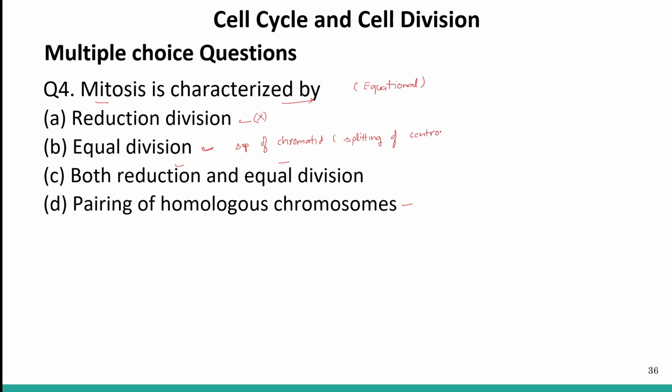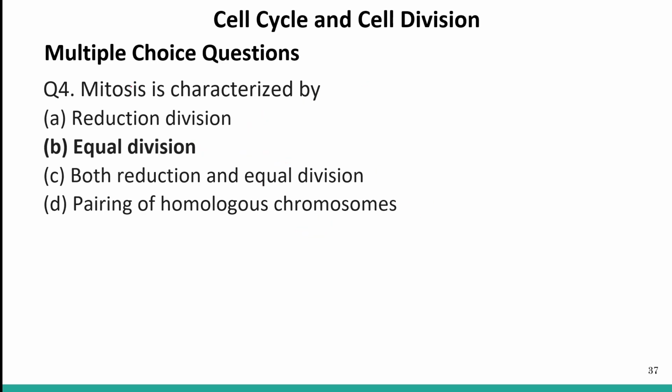That's why there is equal division of the chromosome. Both reduction and equal division, again we can cancel out this. Okay, there is only equal division, and pairing of homologous chromosome, we can cancel this also because pairing of homologous chromosome takes place during meiosis. Okay, and after this pairing, we can see the crossing over. So no crossing over is observed during mitosis. Okay, so we can cancel out the fourth option also. The answer will be equal division. Alright, so mitosis is characterized by equal division.